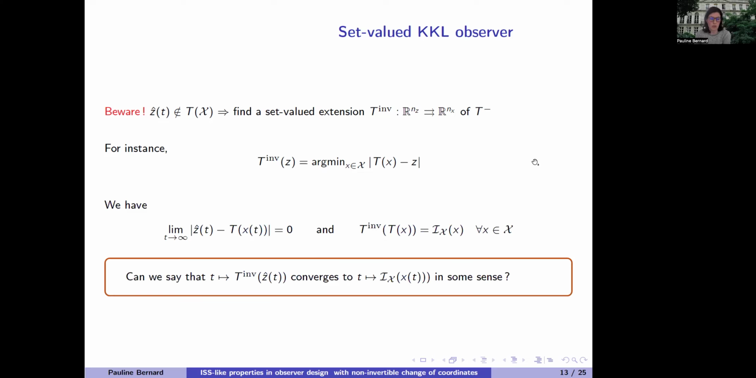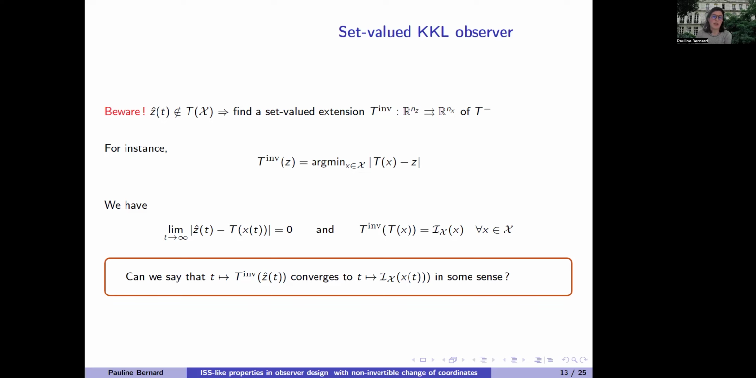And so here is what we obtain. We know that Z hat goes to T of X. And we know that this T-inf gives you the indistinguishable states. So the natural question is, can we say in some sense that the inversion of T applied to your estimate is going to converge to the set of indistinguishable states?